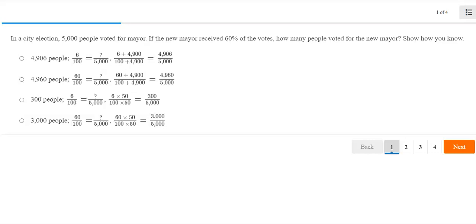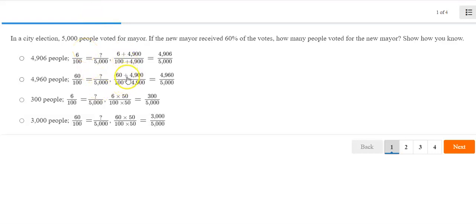In a city election, 5,000 people voted for the mayor. If the new mayor received 60% of the votes, how many people voted for the new mayor? Show how you know. So 60% would be 60 over 100.